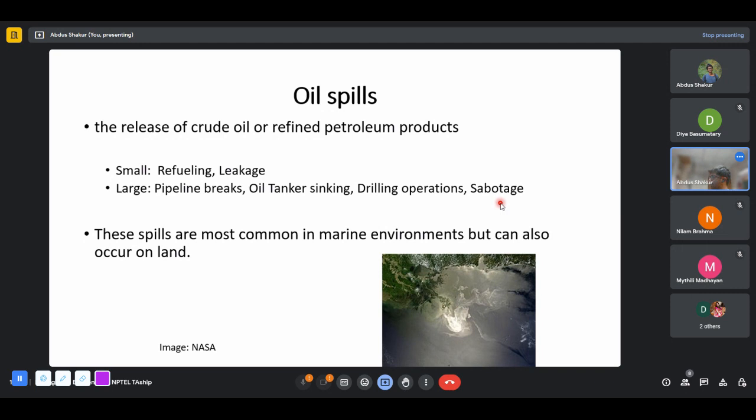So these spills are mostly in marine environments. That's why I took up this example. But they can also occur on land. If an oil tanker, which you might have seen frequenting these roads, is going through a forested area and some accident happens, the oil is put into this environment if it leaks there. So it's not like it can't happen on land. It happens on land, but in most cases it happens in marine environments. This is a satellite image of one of the greatest oil spills that has happened, in US waters.